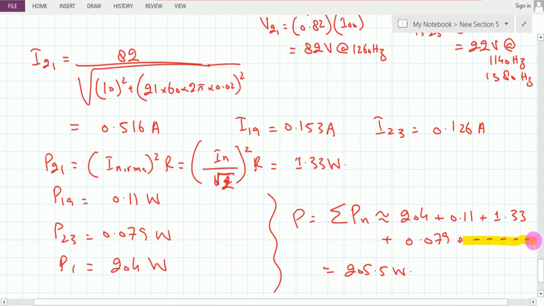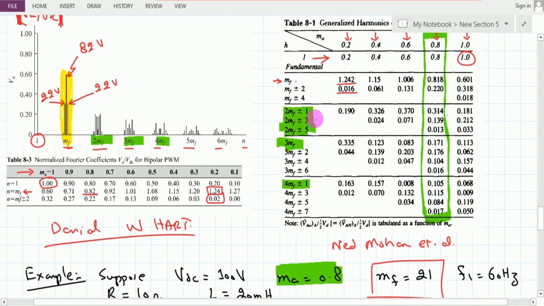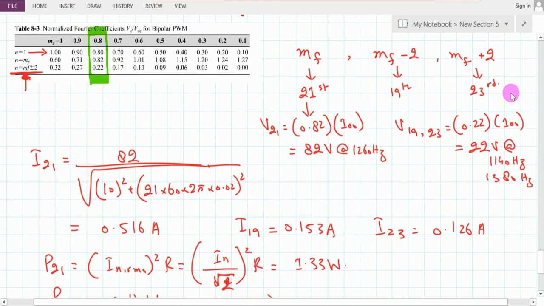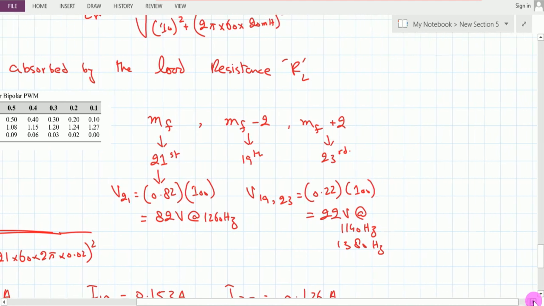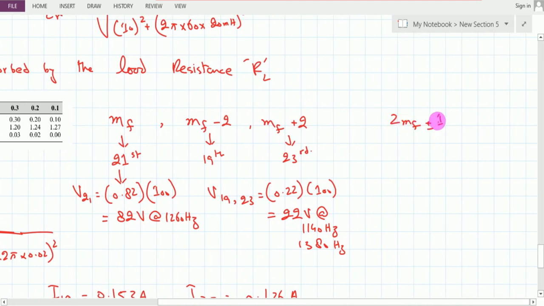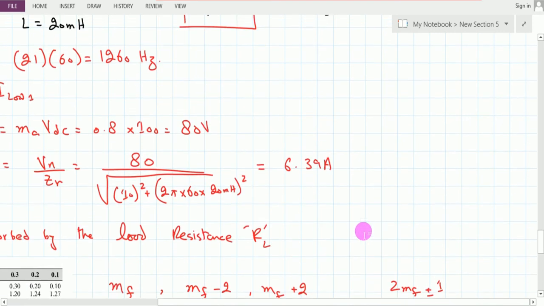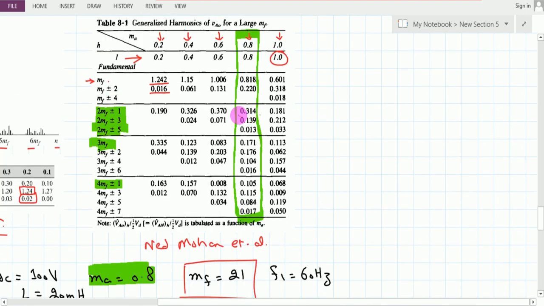Remember that this whole area is further higher order harmonics that can be calculated by using this particular table, 2mf plus minus 1. So let us calculate this for 2mf plus minus 1. The 2mf plus minus 1 indicates the next harmonic spectrum, which means that this is equal to 2 into 21 plus minus 1. So it is 42 plus minus 1. So the next harmonic spectrum shall appear at the 43rd and the 41st harmonic. And the amplitude of these two waveforms of this 2mf plus minus 1 is 0.314.